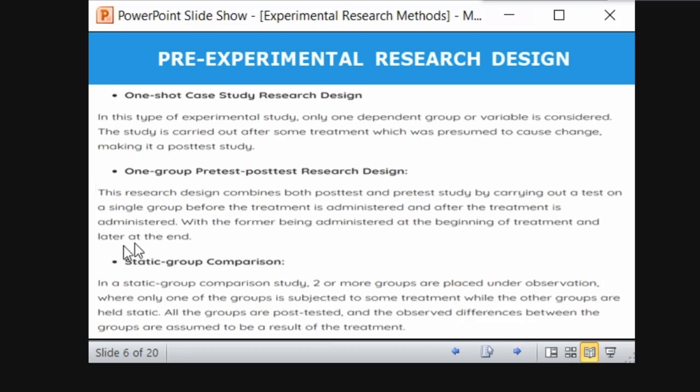So only post-test is studied, no pre-test is studied. This kind of study is called a one shot case study design. The dependent group is considered here, and the dependent group is you, the students. The method is the independent variable: the knowledge delivered through lecture is the independent variable here.